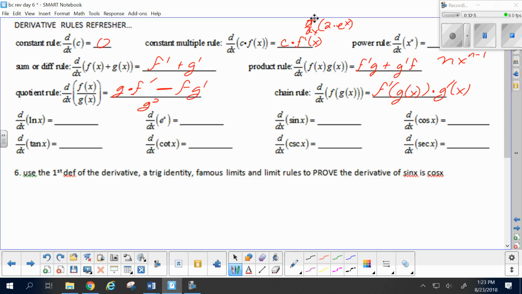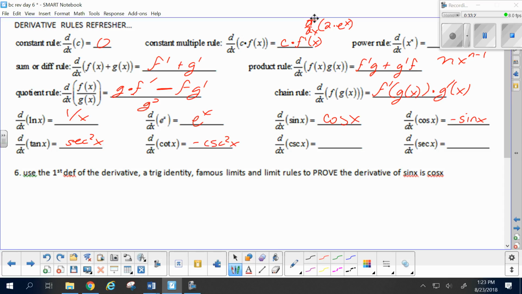Derivative of log, Isabel? 1 over x. Derivative of e, Julia? e to the x. That was an easy one. Cassie, derivative of sine? Cosine. Hunter, derivative of cosine? Negative sine. Now we're starting to get into some that might be a little rusty. Ian, derivative of tangent? Secant squared. Anybody, derivative of cotangent? Oh, you guys are good.